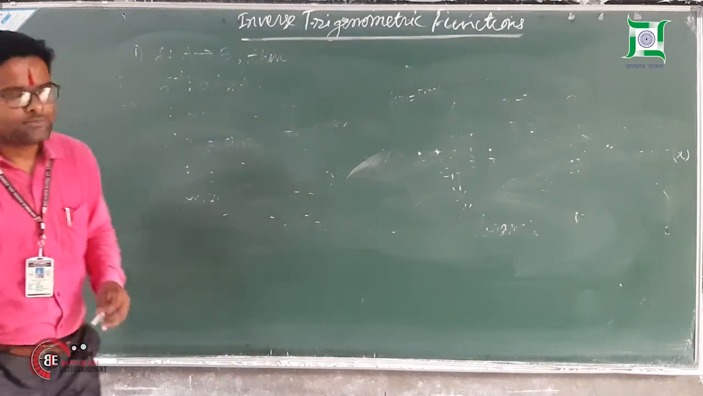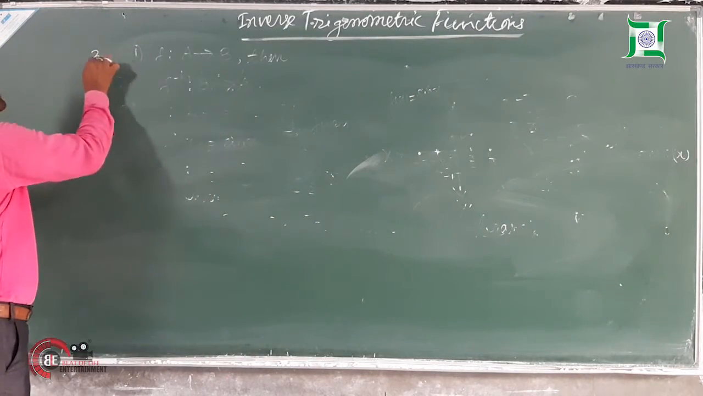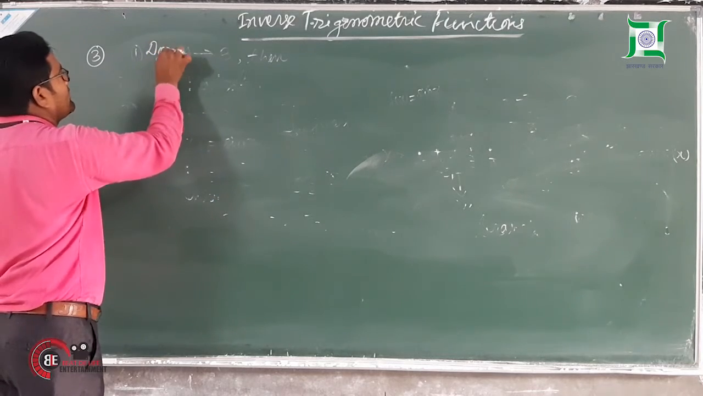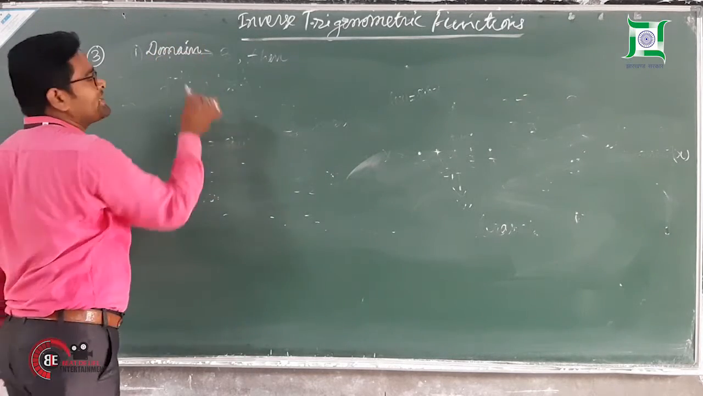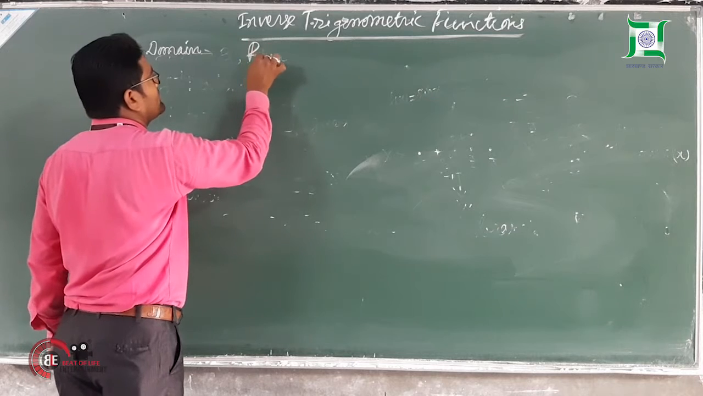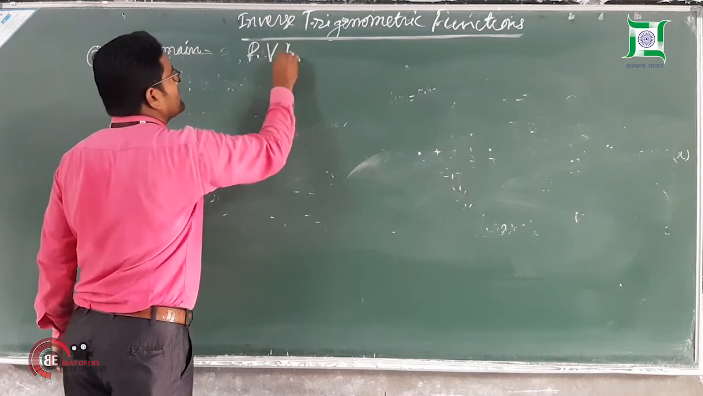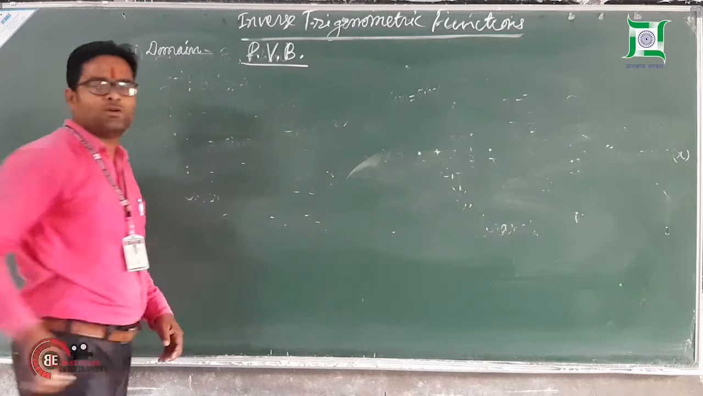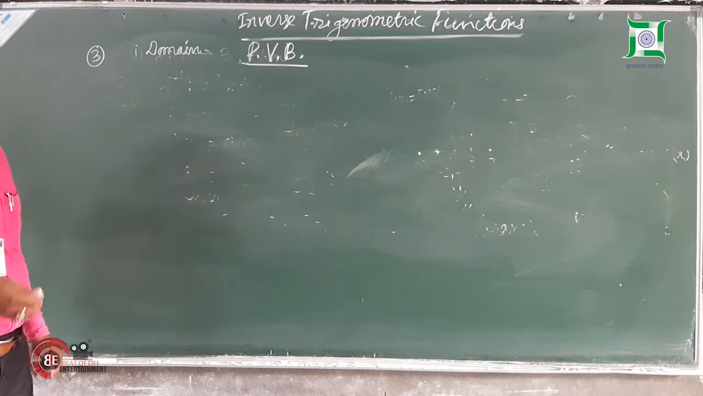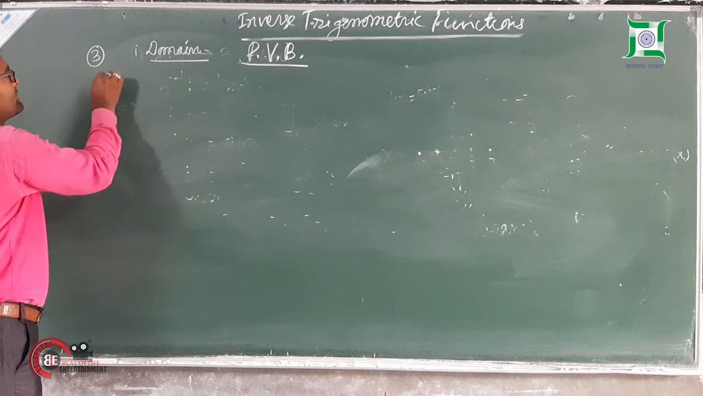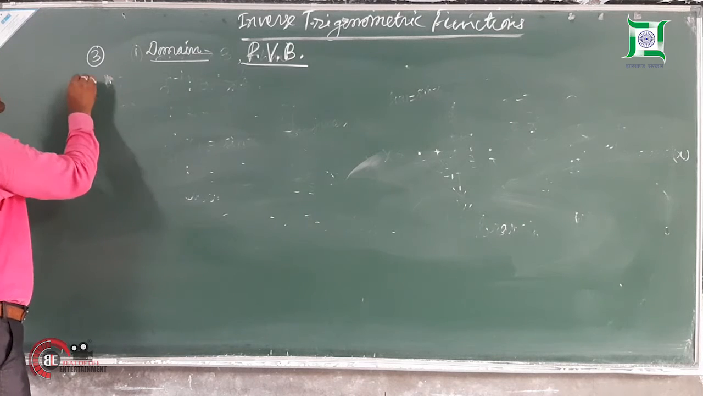Now see, I will discuss here the domain and the principal value branch. I will write in short PVB. That means principal value branch for all the 6 standard inverse trigonometric functions. The first function is sine inverse.